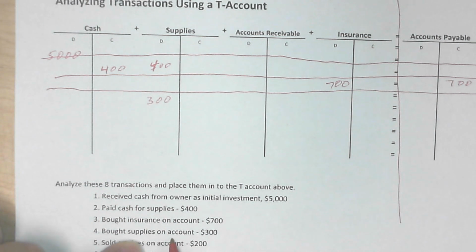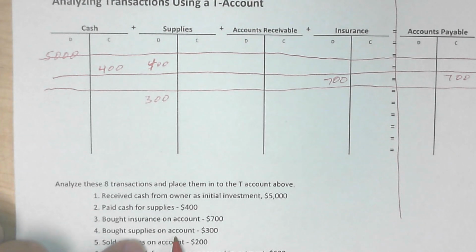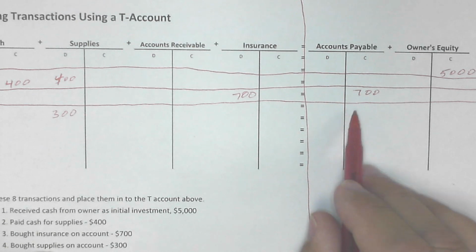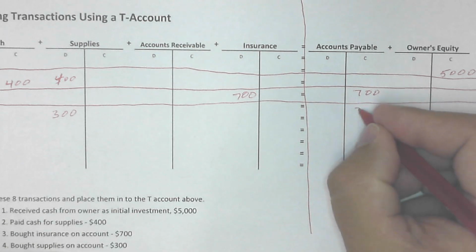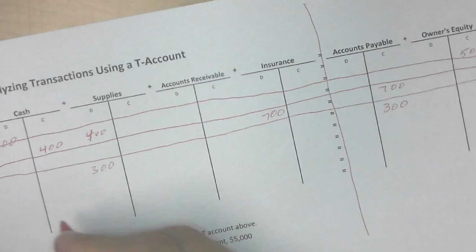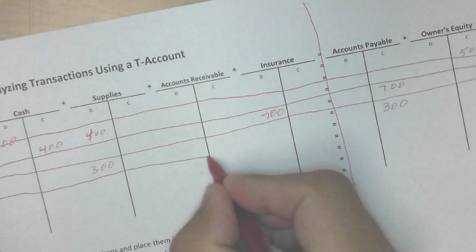We bought it on account. So that's more money that we're going to have to pay out. So we had another increase in our accounts payable, $300. So I'll draw another line.